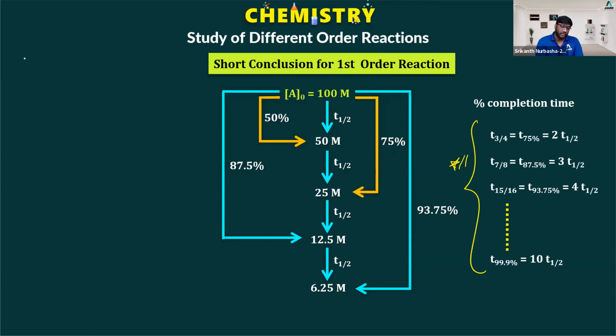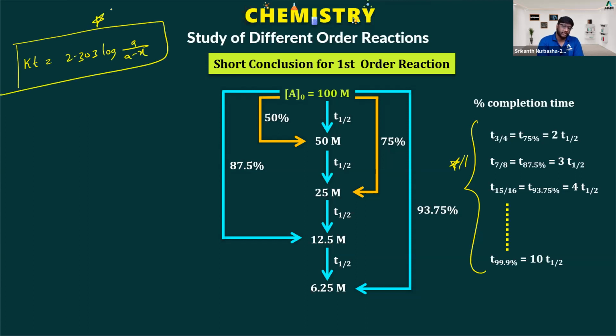You can directly have the equation K into T is equal to 2.303 logarithm of a by a minus x. Substitute it, get the answer. This is the only formula you should remember.